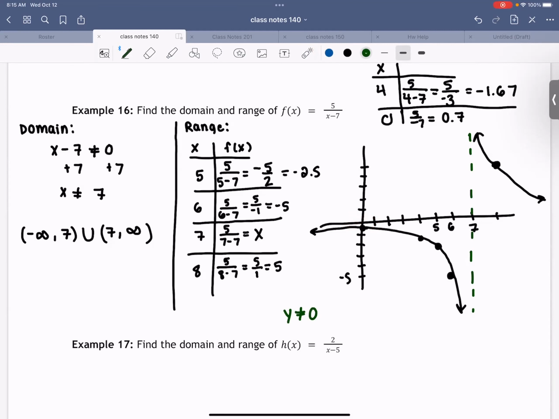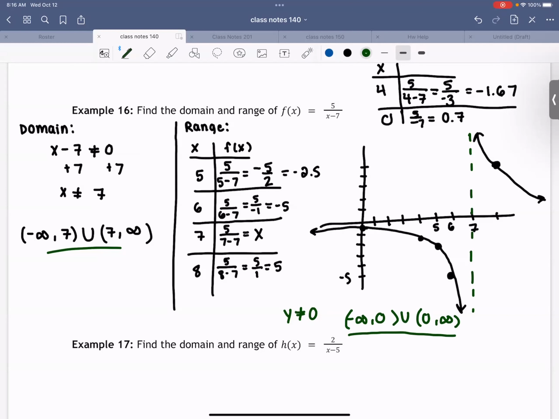Okay. What's another way to say y can't be equal to 0 in set builder notation? Looks like this. That's another way to write y is not equal to 0. Perfect. And we're going to put all of those in parentheses because we're not actually reaching 0, and infinities don't get brackets, right?